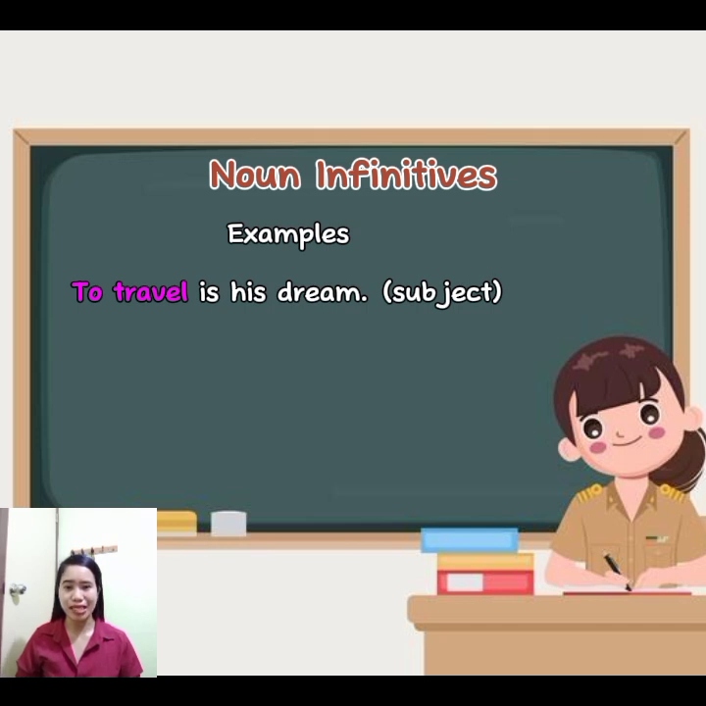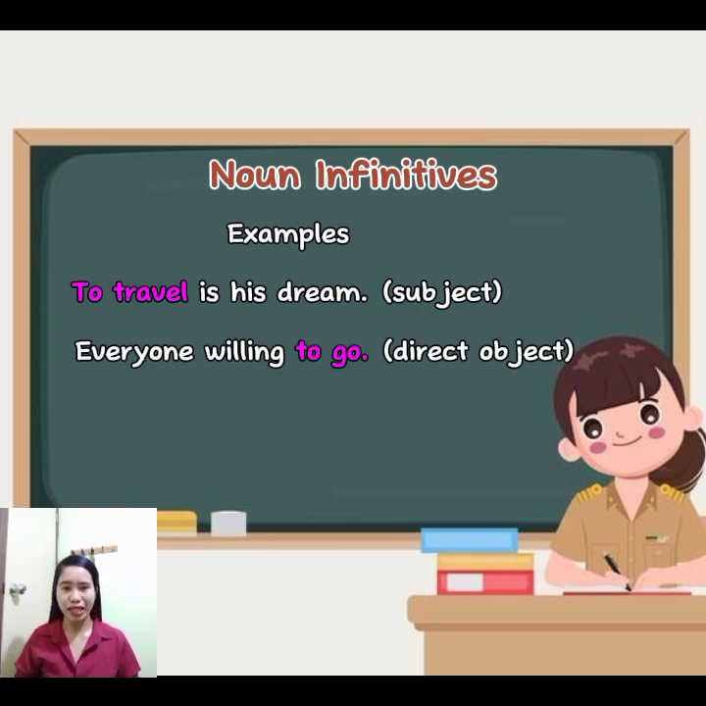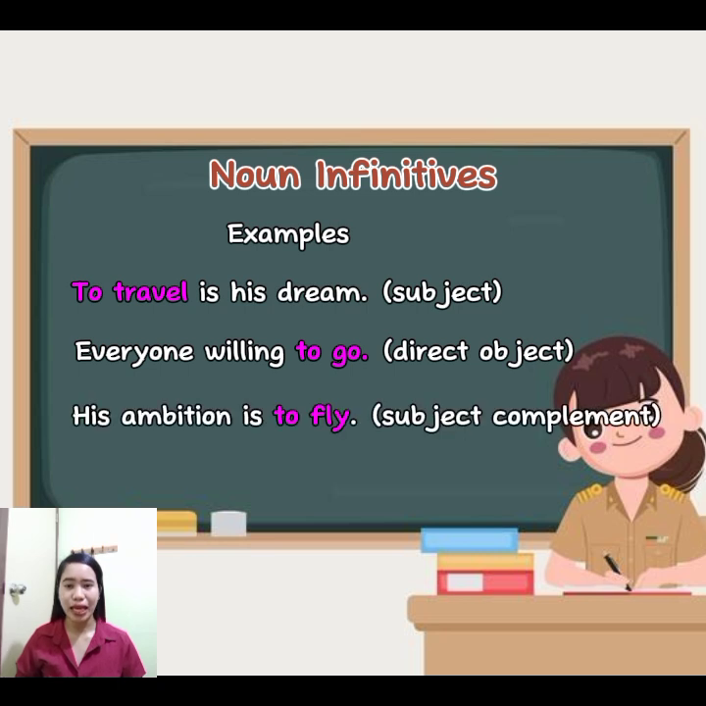Next example is: everyone is willing to go. The phrase to go is an infinitive that functions as a direct object. Another example is: his ambition is to fly. So the phrase to fly is an infinitive that functions as a subject complement.